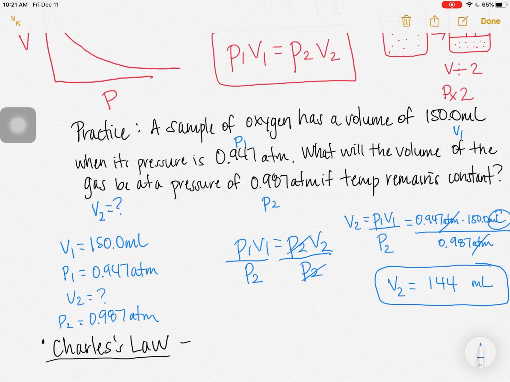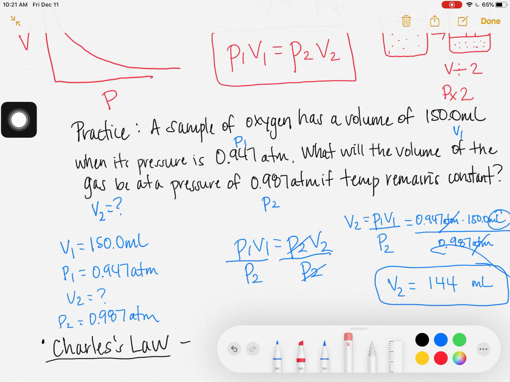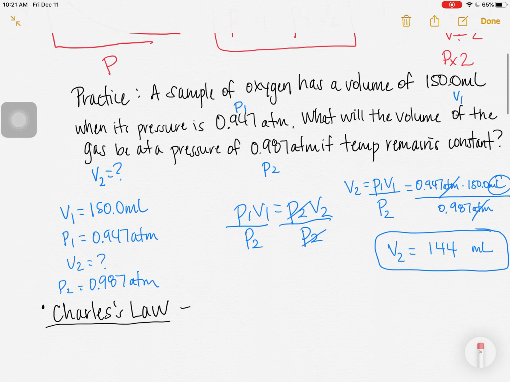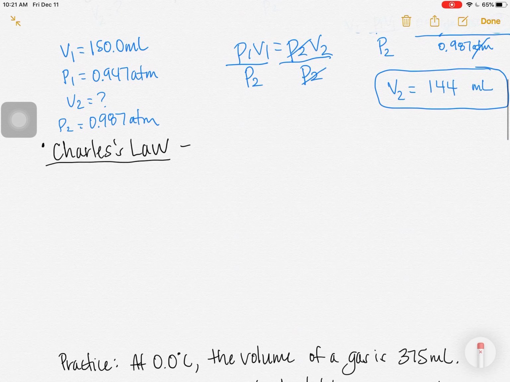You can kind of justify that based on what we have learned, this inversely proportional relationship, because look, the pressure increased by just a little bit, so we would expect the volume to decrease just a little bit. And it did. So sometimes I think it's important that you justify that the answer makes sense, because that's what I would expect to have happened. Okay, so that's Boyle's law. Deals with pressure and volume.